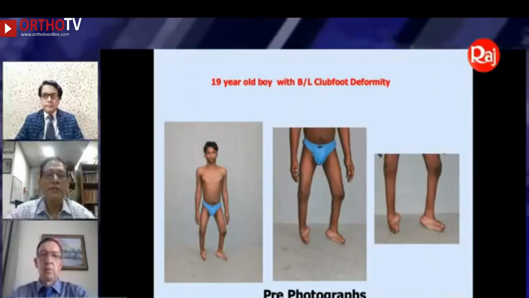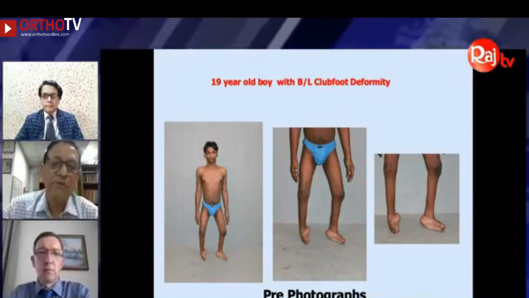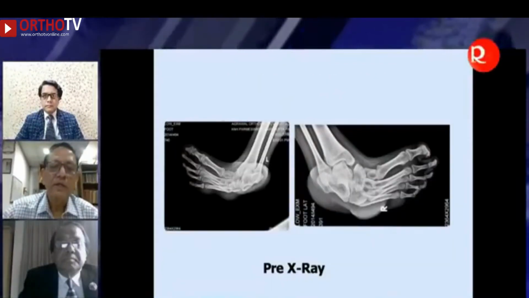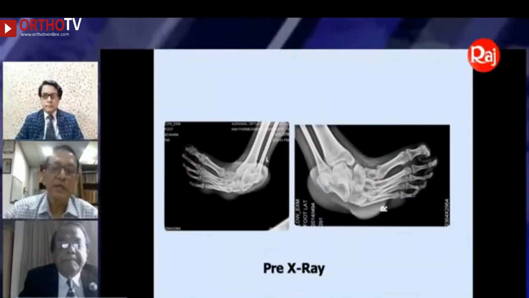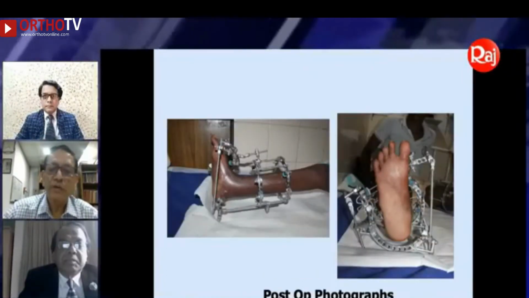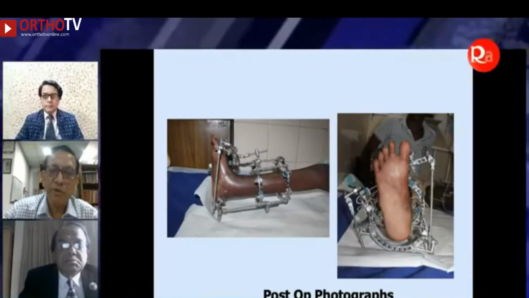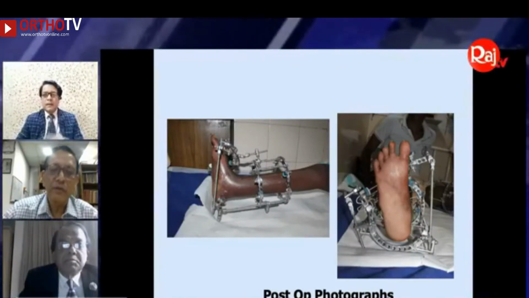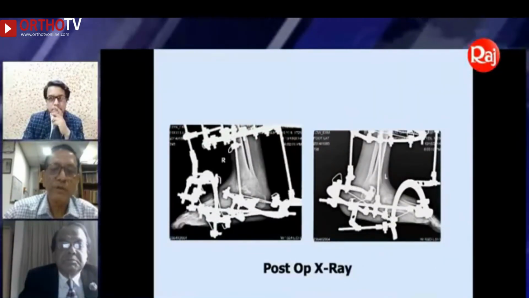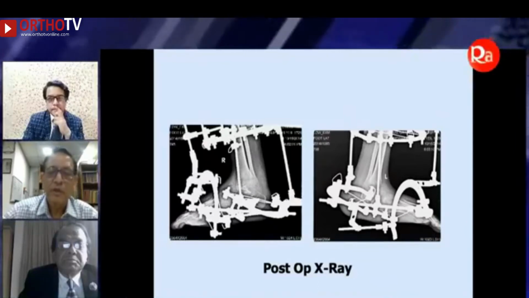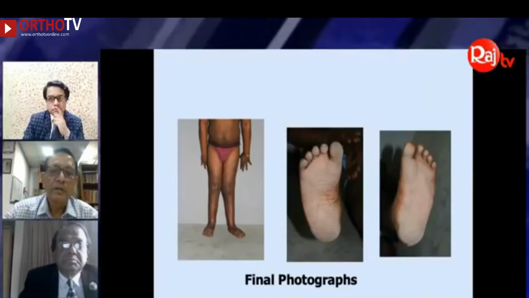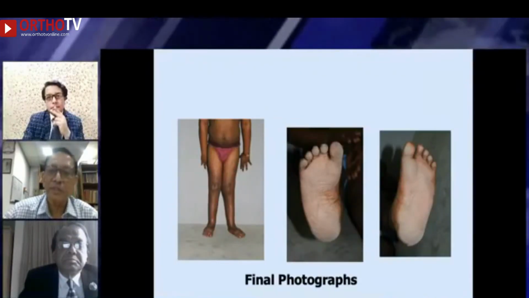Here is another boy, a 19-year-old with bilateral clubfoot deformity. This is a very, very severe deformity. You can see the 90-degree adduction deformity at both feet in this 19-year-old boy. Gradually, we have corrected the deformity. Because it's very severe, we have done a V osteotomy. And you can see how beautifully the foot is there.